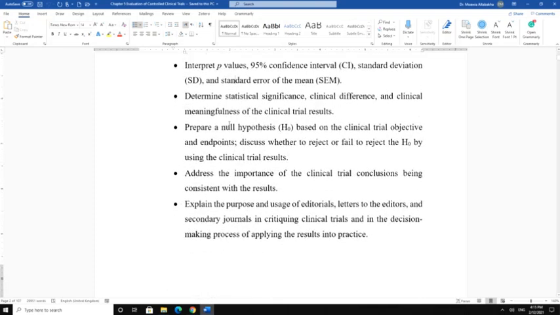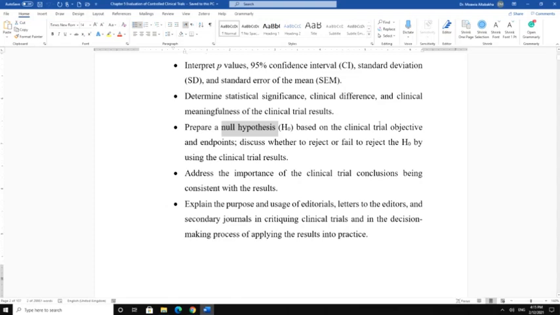You need to prepare and understand and describe what we mean by null hypothesis. Okay, and of course, if you reject the null hypothesis, then you are accepting the other hypothesis, they call it the research or alternative hypothesis.